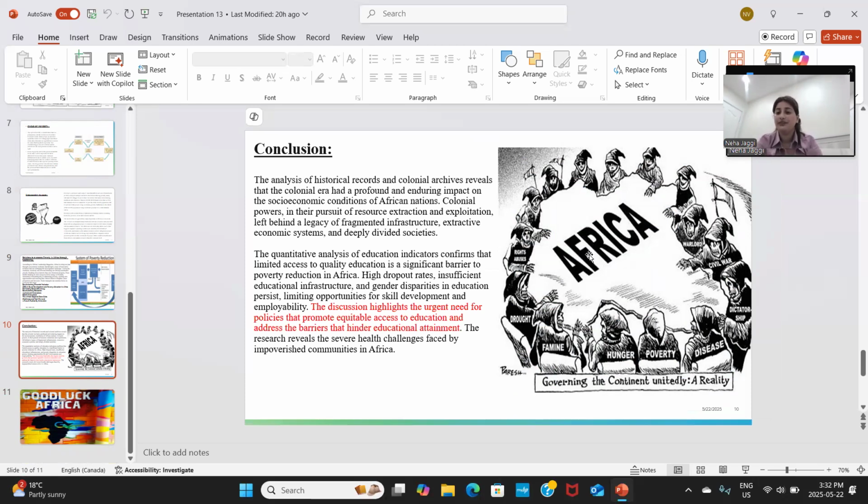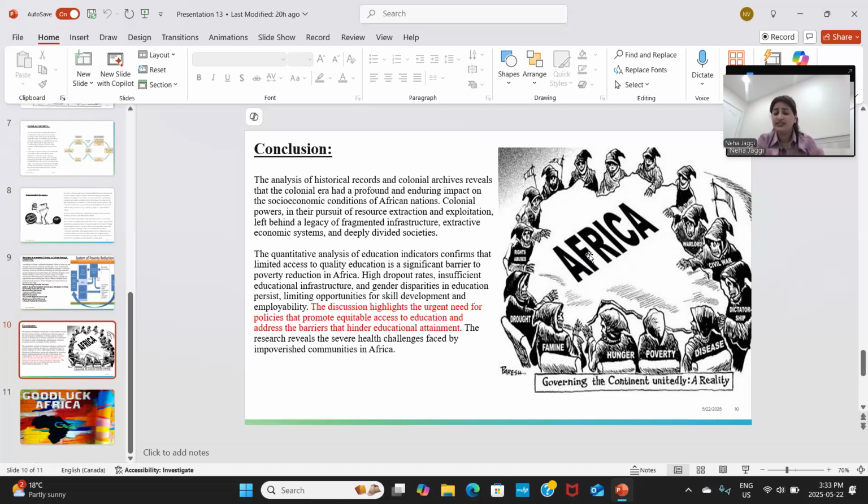So, concluding this presentation, the historical records and colonial archives reveal that the colonial era had a profound and enduring impact on the socio-economic conditions of African nations. The quantitative analysis of education indicators confirms that limited access to higher education is a significant barrier to poverty reduction in Africa. It can play the role of a barrier, unless they provide good education to each and every child in Africa who is not able to join school because they do not have enough money even to eat, even to dress, for their living expenses. They are not getting enough.